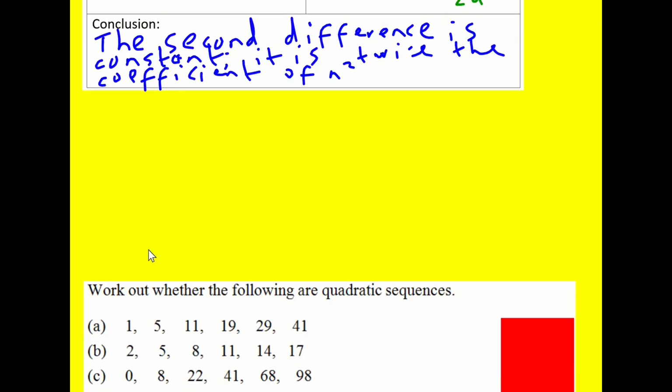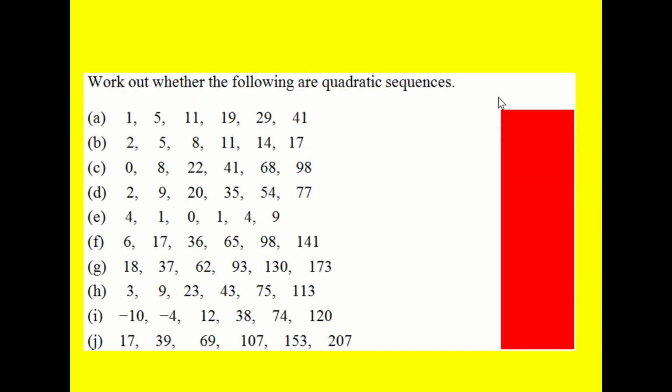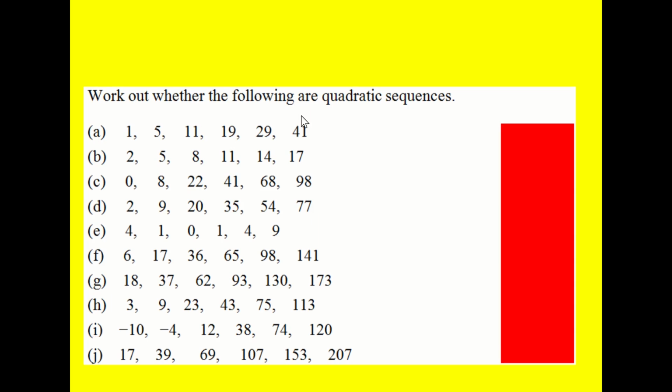So we can use this to help us work out whether a sequence is quadratic or not. That's our next step. Before we start looking at how to find the nth term, can we work out whether it's quadratic? And let me go through one example. Like, actually, can you think about how you might investigate that, first of all? I'll give you a little moment.